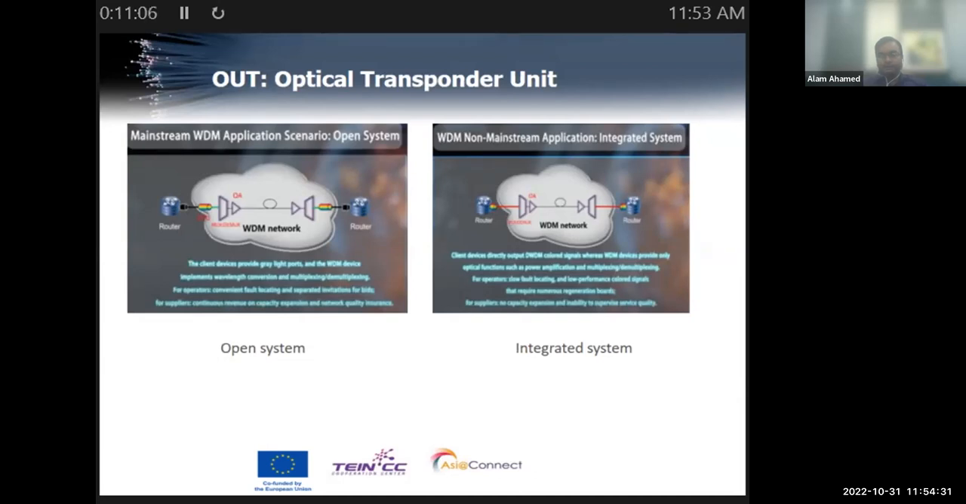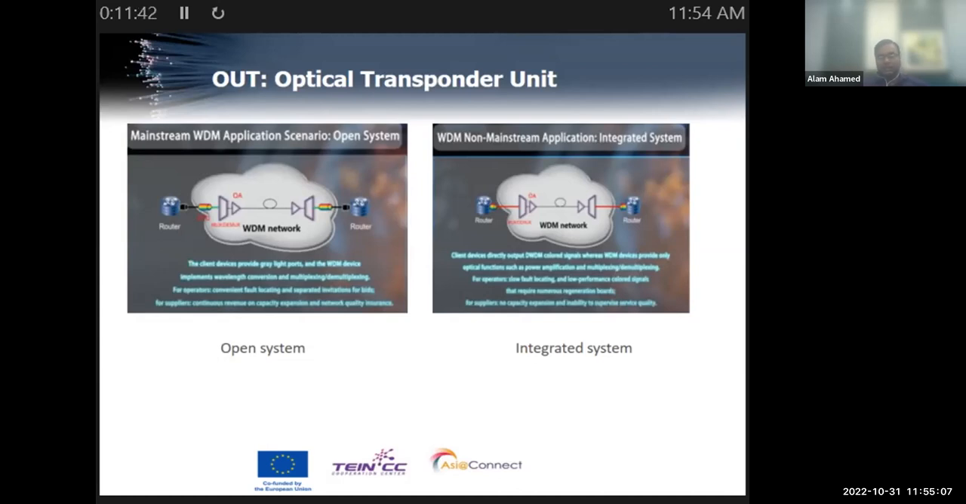The main characteristic of the open system is that it helps operators make individual selections based on different equipment types. In addition, the open system also supports fast locating when a fault occurs. Suppliers may also oppose this application scenario because capacity expansion of wavelengths requires new OTUs, in contrast with the integrated system.